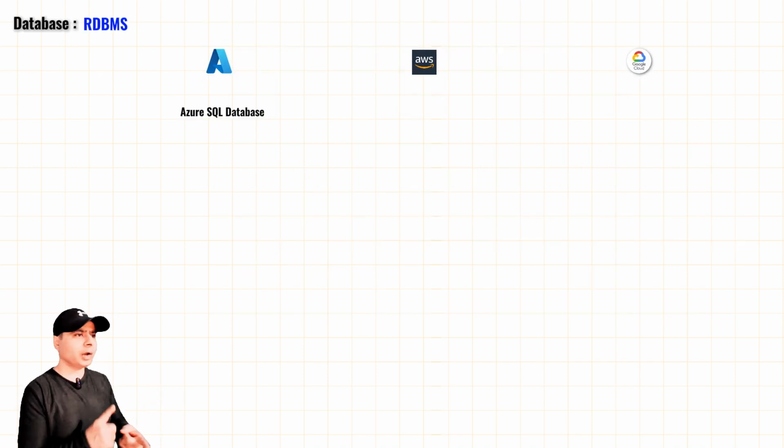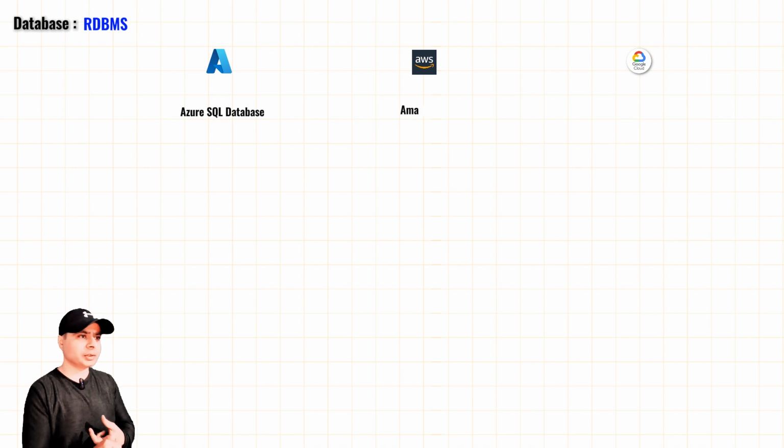So what are the services offered? From the Azure side, we have Azure SQL Database. From the Amazon side, we have Amazon RDS. Then from the Google side, we have Google SQL.